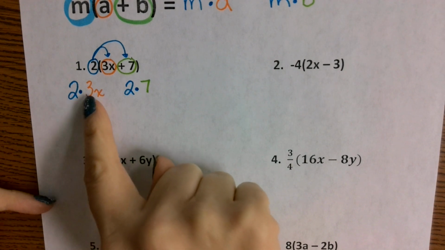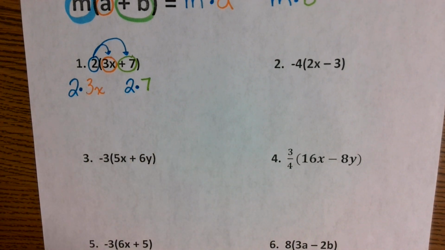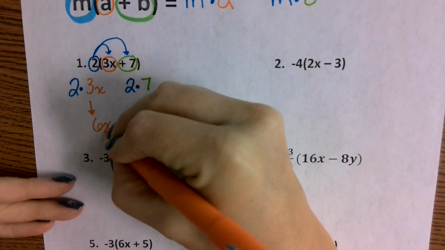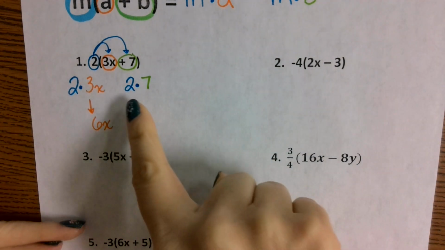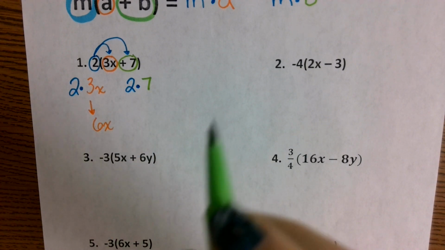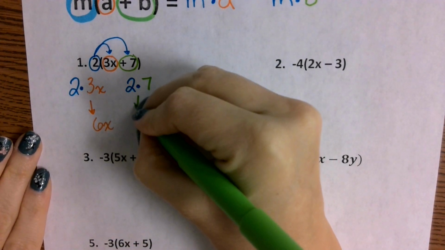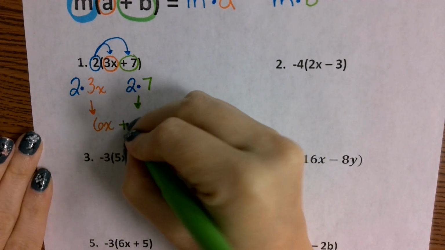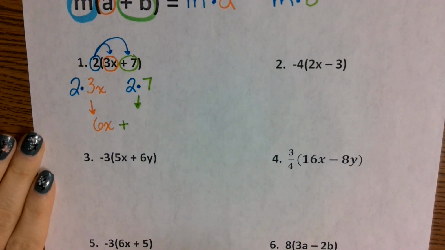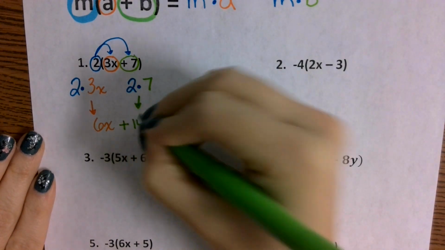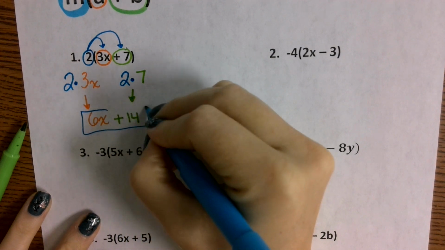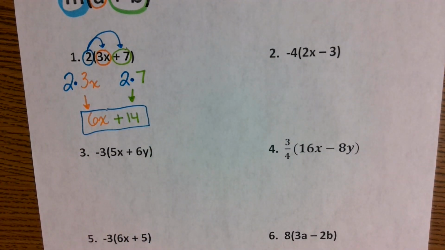So when we do 2 times 3x, that's going to result in 6x. Then when we do 2 times 7, that results in a positive 14. Again, I'm going to write the positive sign because it's going to act as an operator now, and it's positive 14. There's my final answer. That's as simplified as my expression is going to get.